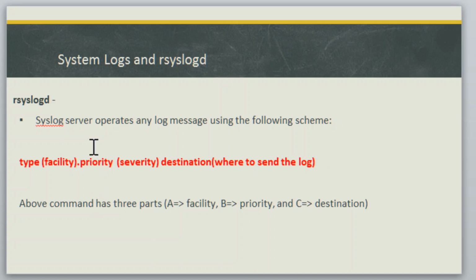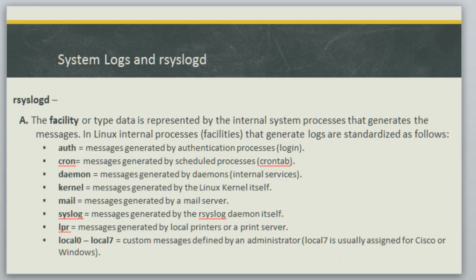So our syslog server operates any log message using the following scheme. We have type, facility, which is the facility, dot priority, which is the severity, and then the destination, where to send the log. Okay. So the above command has three parts: the facility, the priority, and the destination. We're going to talk about those here.